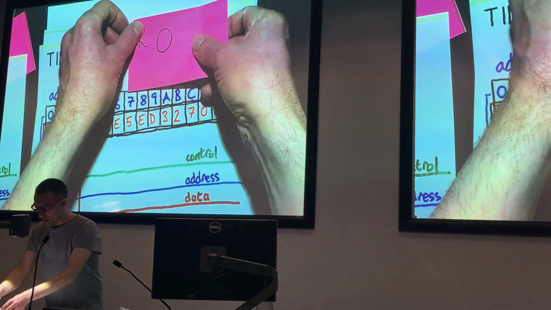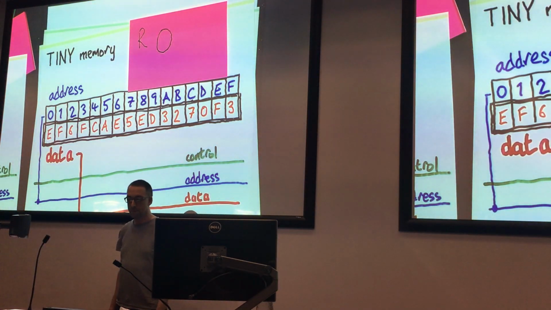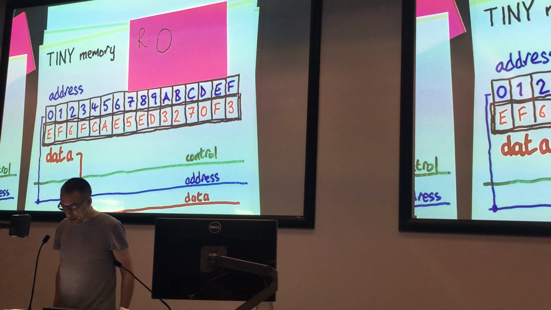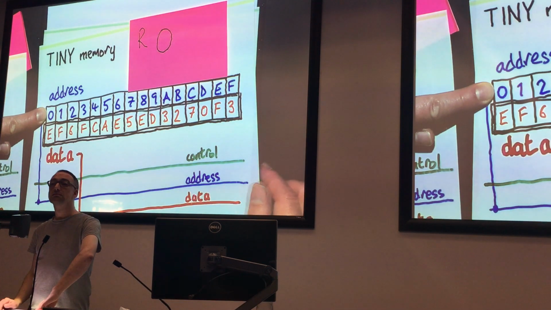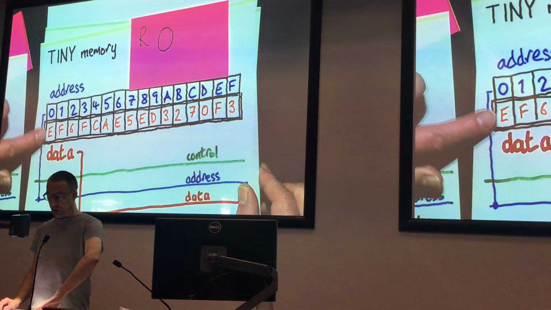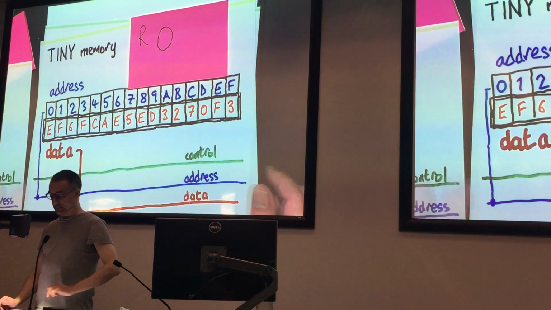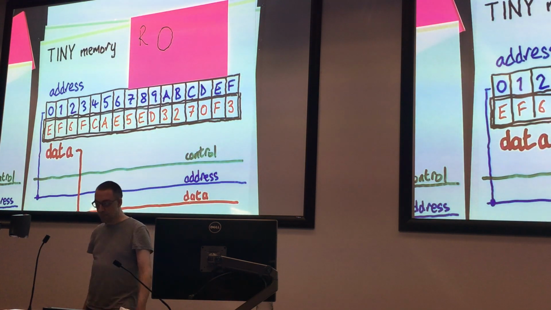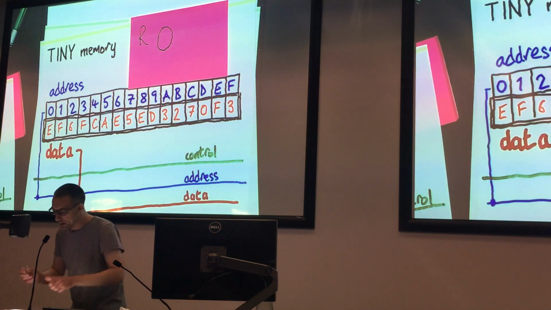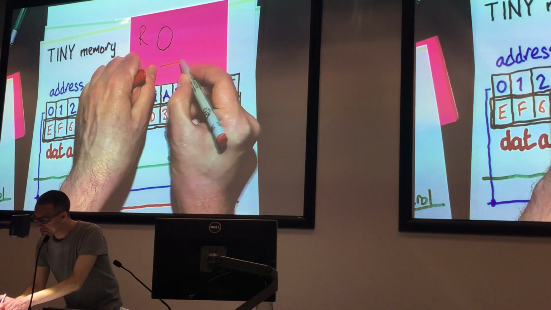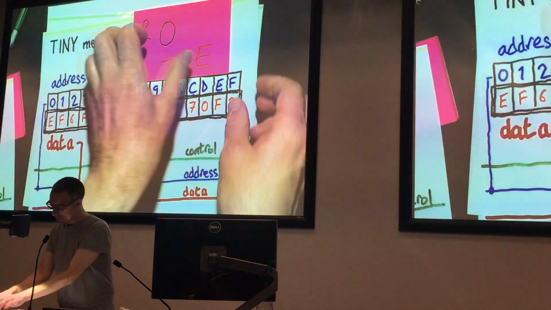So here's our memory read request. And you can see it's referring to address 0. What's currently stored in address 0? E. Correspondingly, the E signal will be sent back on the data bus to the CPU.